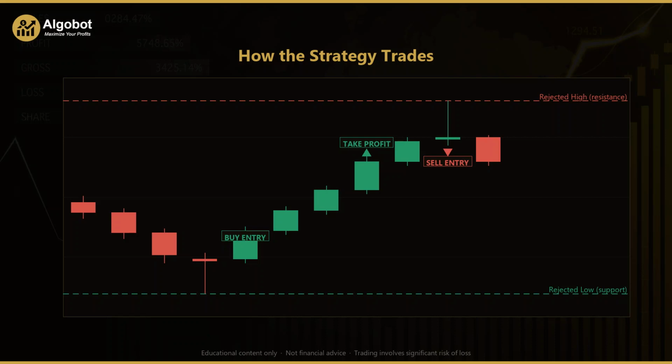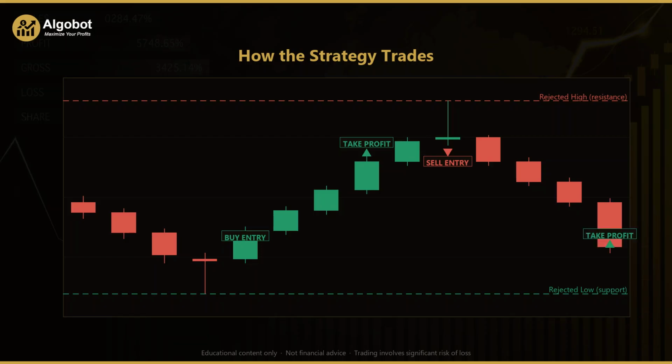Now the mirror image unfolds on the right. Price keeps climbing into a new local high and a candle thrusts upward, painting a long upper tail that tags the red resistance line before closing back down in its lower half. That is the bearish rejection bar, a fresh high being firmly rejected.